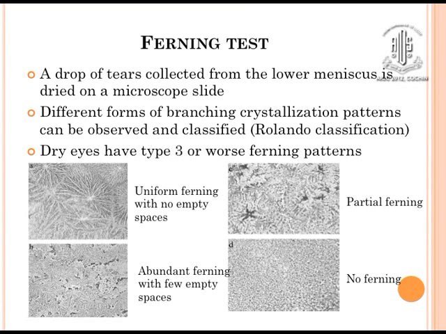There is a Rolando classification that you can use. So grade 3, that is partial ferning, and grade 4, no ferning, indicate dry eye.